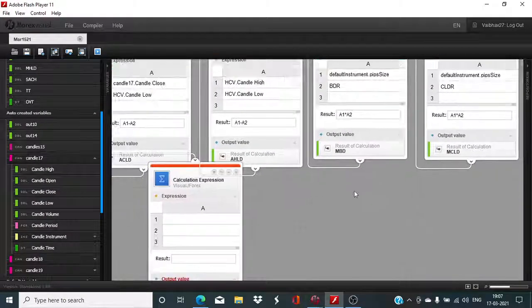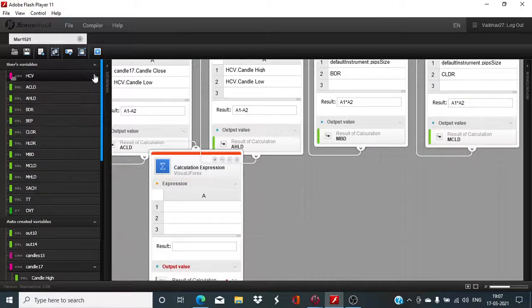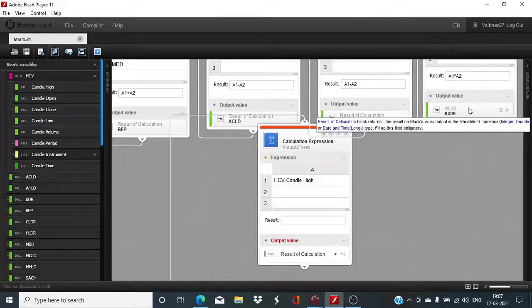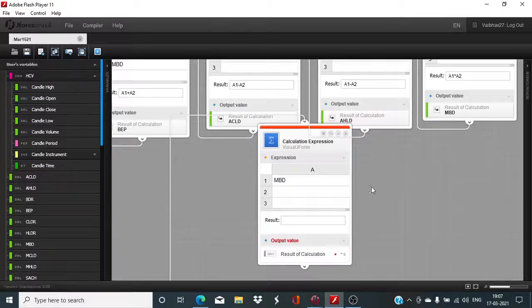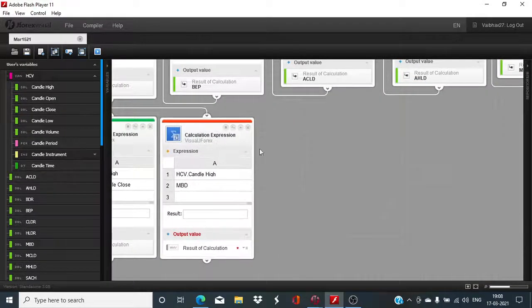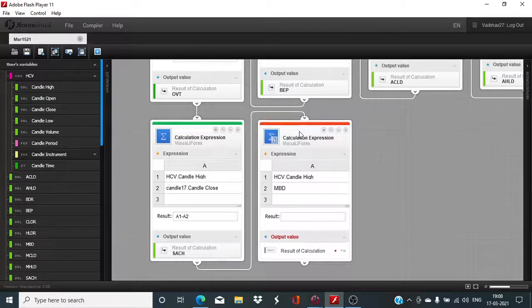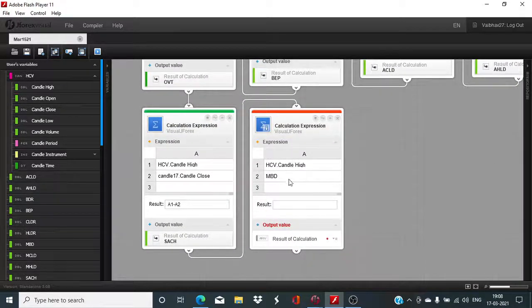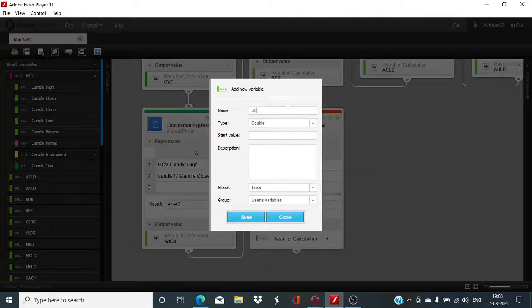So we take the high and deduct MBD. And here this will be A1 minus A2, and this will be our sell execution price, SAP.